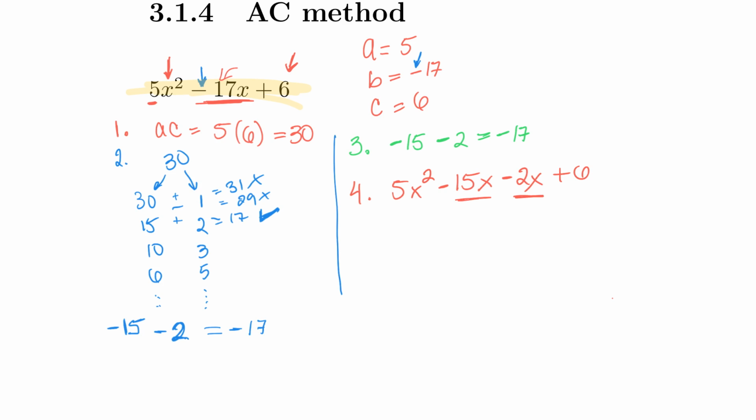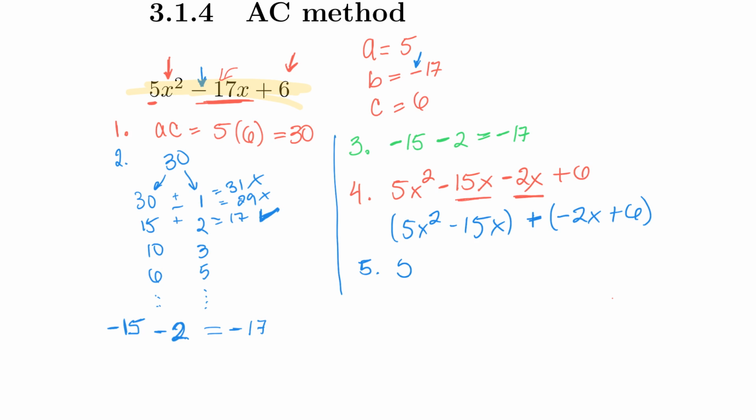What do I mean in two terms? Well, we take 5x squared minus 15x plus, right? They cannot be multiplied because it's just a polynomial. Then we have minus 2x plus 6. Once we have these two terms, we take the greatest common factor, and that will be step 5, the greatest common factor. So we look at the first term, and what will be the greatest common factor?